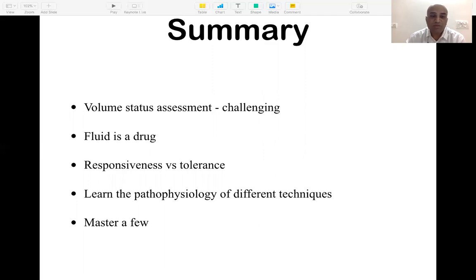When measuring the volume status of the patient or the fluid responsiveness, which are used interchangeably sometimes in the ICU, we have to learn the pathophysiology of different techniques, and we have to master a few depending on the availability in your ICU. Like in my ICU, I am more comfortable with ultrasonography and echo because that is more easily available compared to the other modalities. And among the transpulmonary techniques, probably we are using only the AV1000 because it is available. So depending on your availability, you have to train yourself and develop confidence in a few of the interventions.